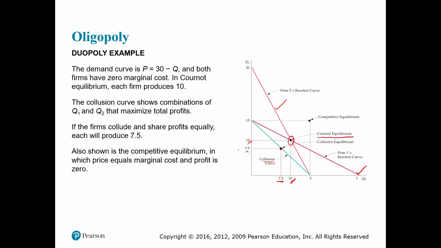But if this is a competitive market and the marginal cost is 0, we equate this with 0. So 30 minus Q equals 0, so Q is equal to 30. So we're going to produce 30. 30 means 15 each. This is 15, so there is a typo here as well. So 15 each, and that's what we call the competitive equilibrium.